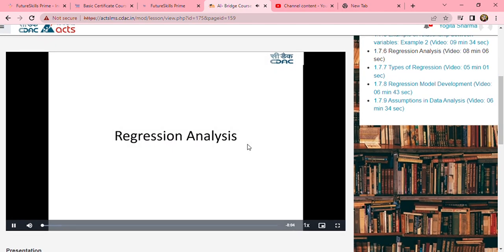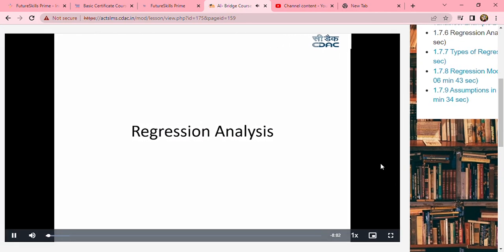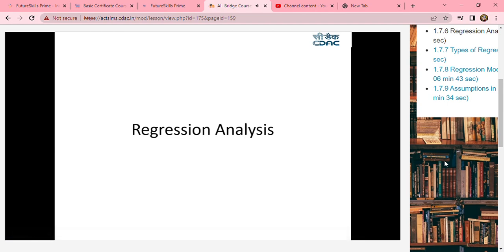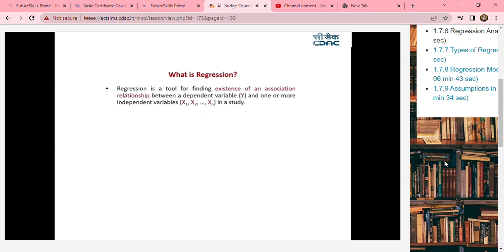Having this understanding of correlation analysis, in the correlations what we have done is try to find the relationship between the variables and the strength of the relationship between the variables, right? In the regression analysis, we are going to find how is the association between these variables. In order to study this, let us first understand what regression is. Regression is a tool for finding the existence of an association relationship between a dependent and an independent variable.